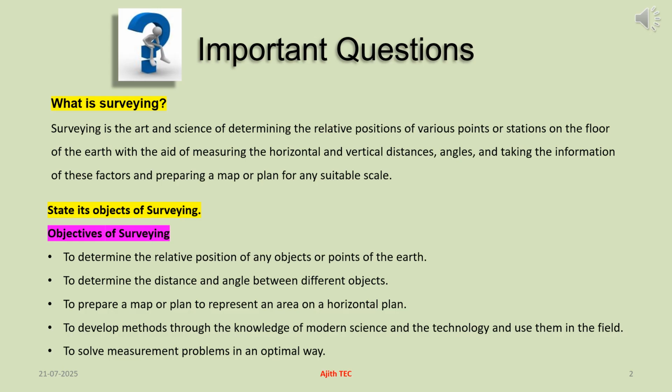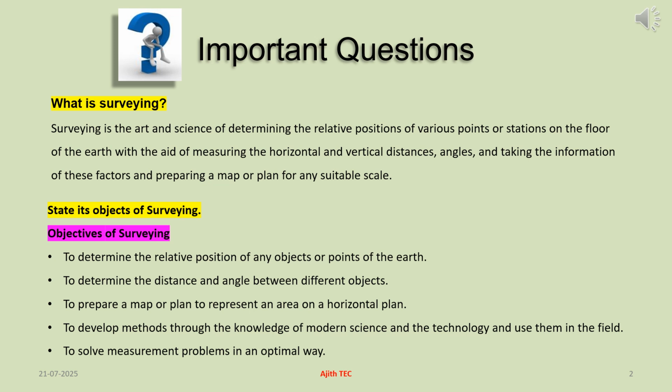What is surveying? Surveying is the art and science of determining the relative positions of various points or stations on the surface of the earth with the aid of measuring the horizontal and vertical distances and angles, and taking the information of these factors and preparing a map or a plan to any suitable scale.